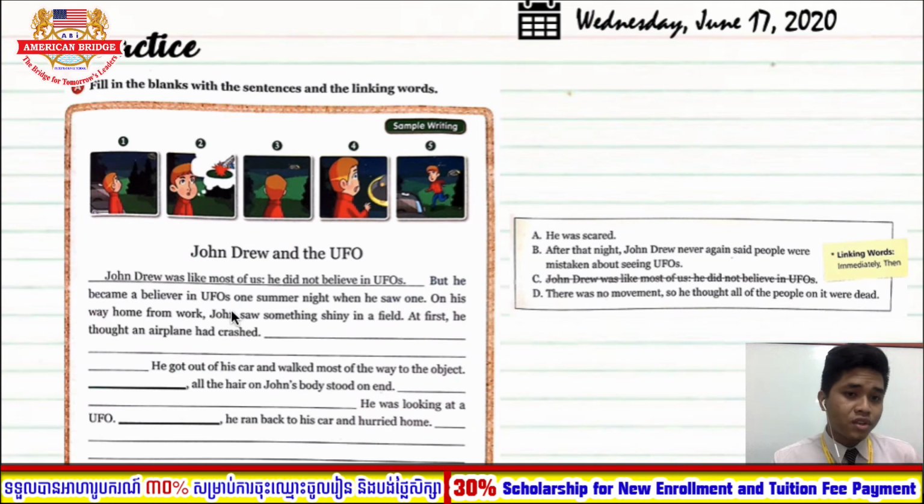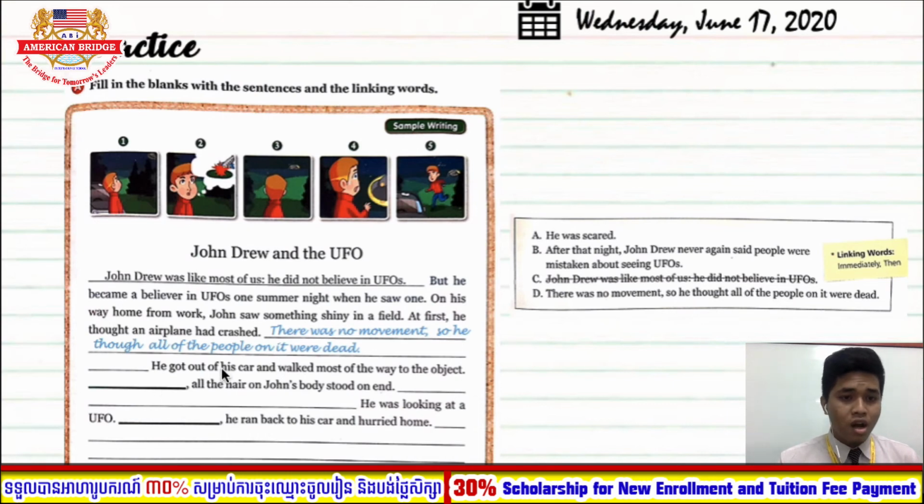John Doe was like most of us. He did not believe in UFOs. But he became a believer in UFOs one summer night when he saw one. On his way home from work, John saw something shiny in a field, and at first he thought an airplane had crashed. So which one? There was no movement, so he thought all of the people on it were dead. On it here refers to the airplane.